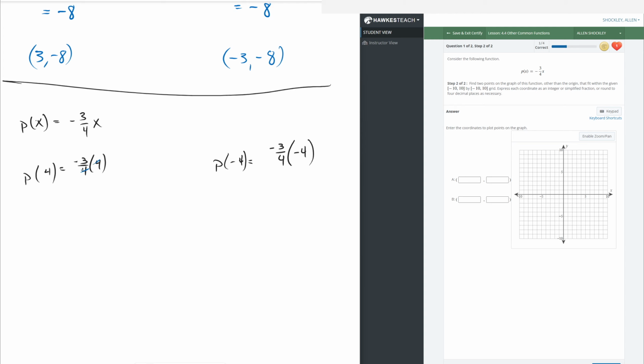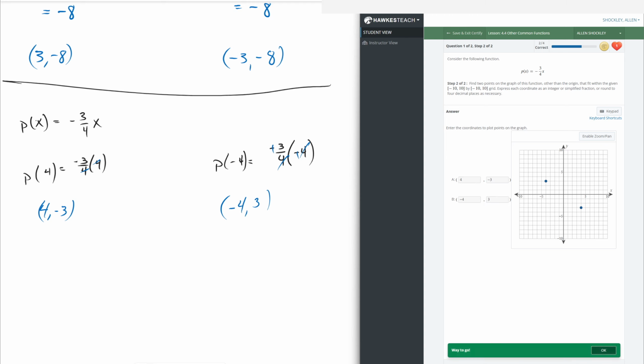These two basically will cancel each other out, leaving us with 4 and negative 3. And then over here, 2 negatives make a positive. These two cancel each other out, so we get a negative 4 over a positive 3. Always fun. So again, now we're going to try it. Hopefully we got this right. And there we go.